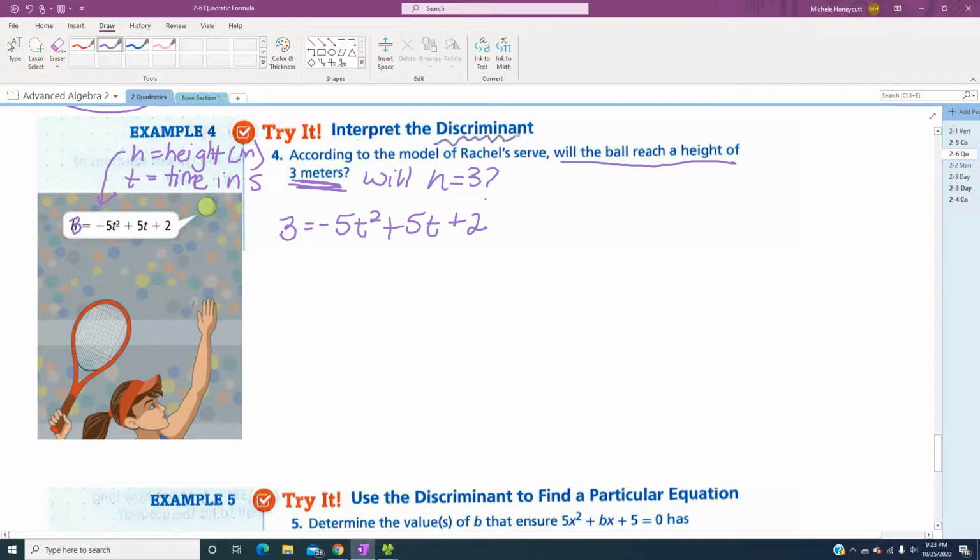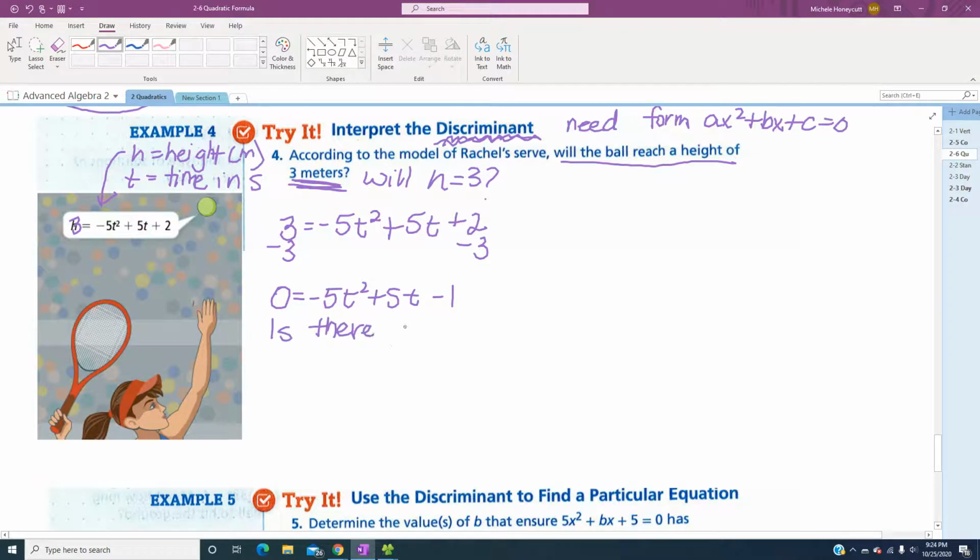So let's look at how I could use the discriminant to figure this out. The discriminant tells me if there's going to be a solution or not. And to use the discriminant, I need the form ax squared plus bx plus c to be equal to 0. So let's rewrite this so that I have a 0. I'm going to subtract 3 from both sides on the like terms. So 0 equals negative 5t squared plus 5t minus 1. So if I use the discriminant, what I'm going to say is, is there a solution?